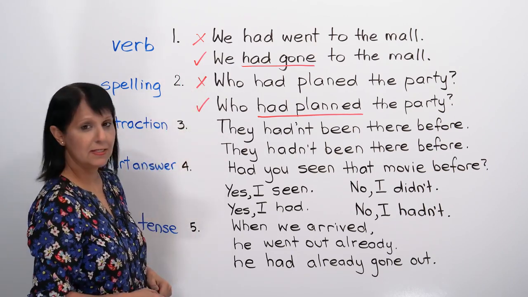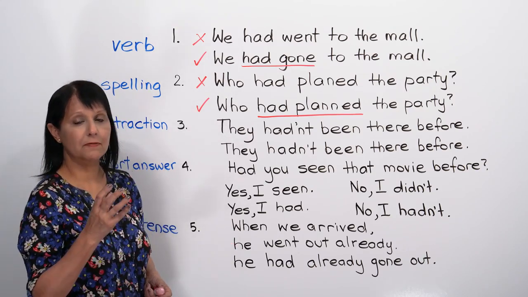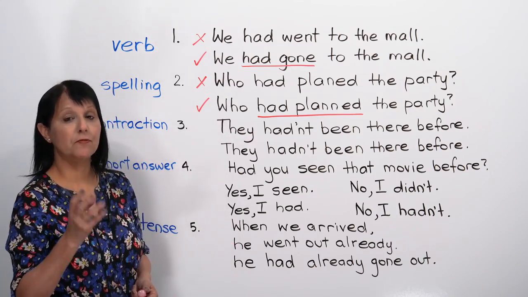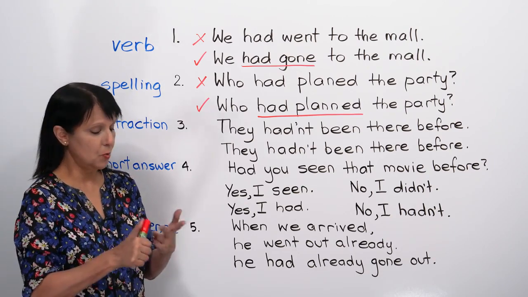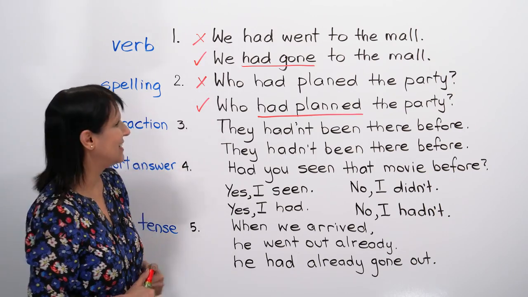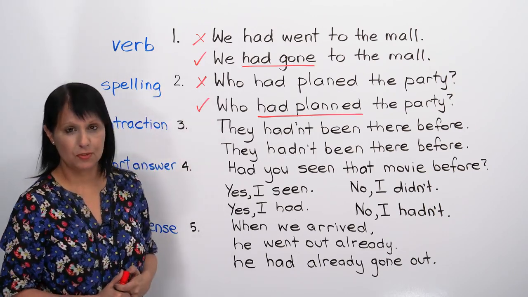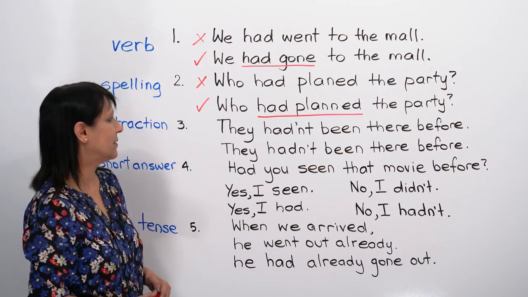In the first case, when we needed to say we had gone, it was the verb mistake. The form of the verb was wrong. Because with go, we would say go, went, and gone. But we need that third form, not the second one. So sometimes the verb form is wrong. Okay? Good.